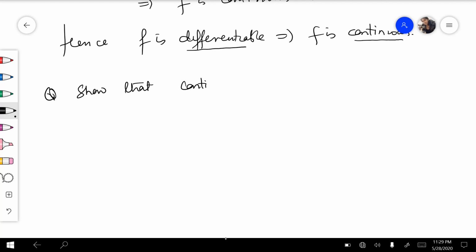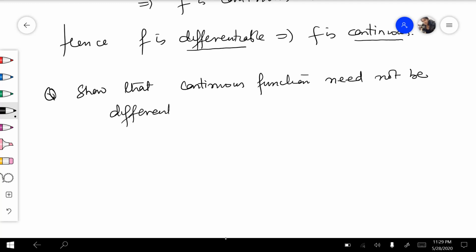A continuous function need not be differentiable. हर डिफरेंशिएबल फंक्शन कंटिन्यूस होता है लेकिन हर कंटिन्यूस फंक्शन जो होता है वो डिफरेंशिएबल नहीं होता. अब यहाँ पर मैंने इसका कन्वर्स की बात किया. कंटिन्यूस फंक्शन डिफरेंशिएबल हो भी सकता है, नहीं भी हो सकता है.